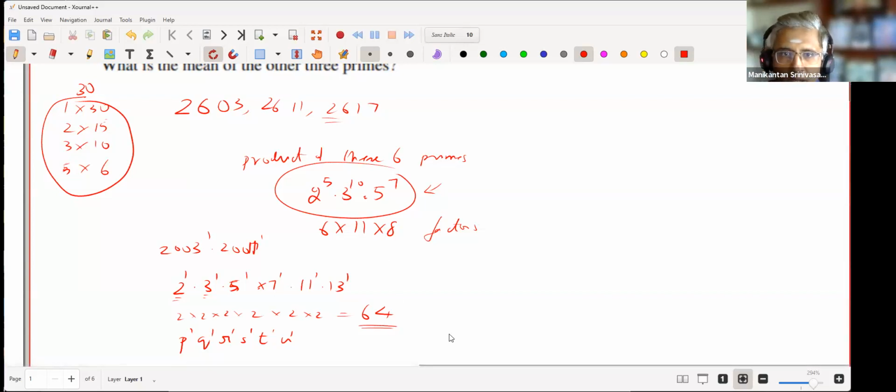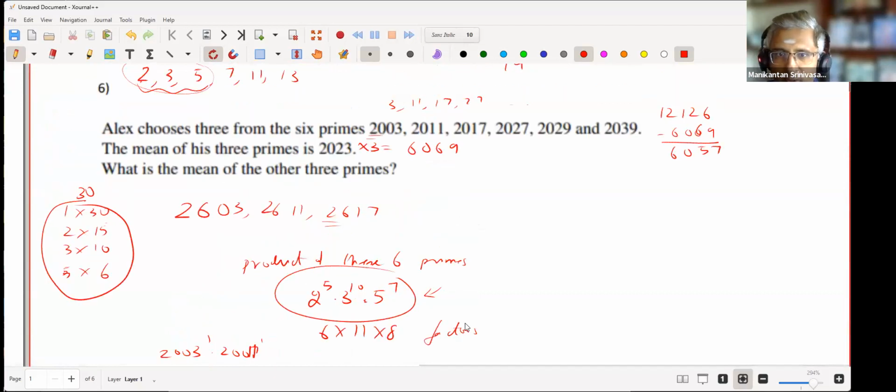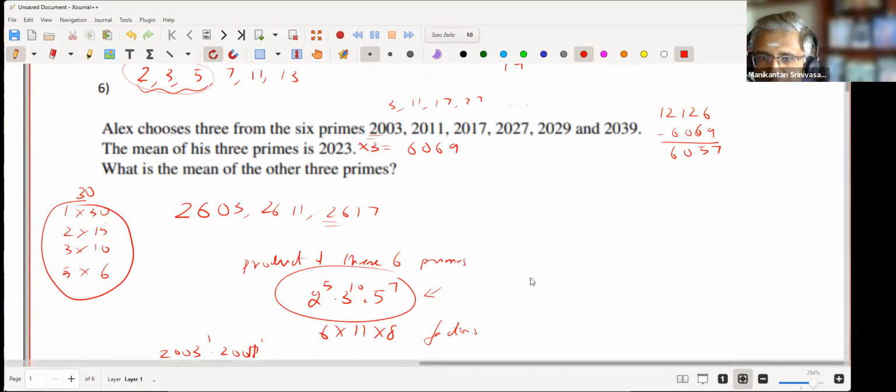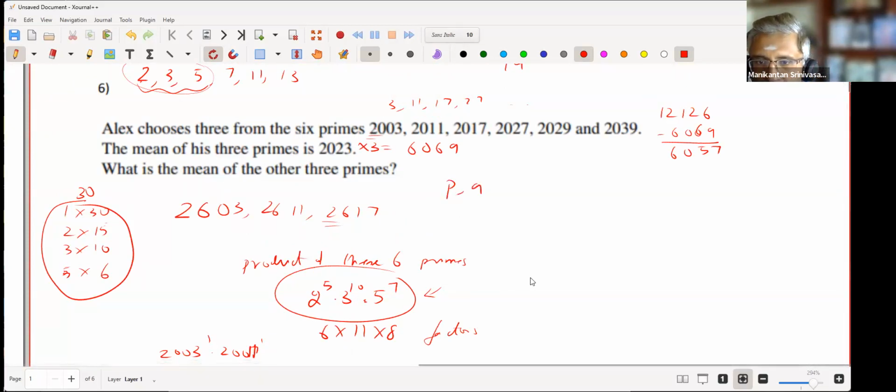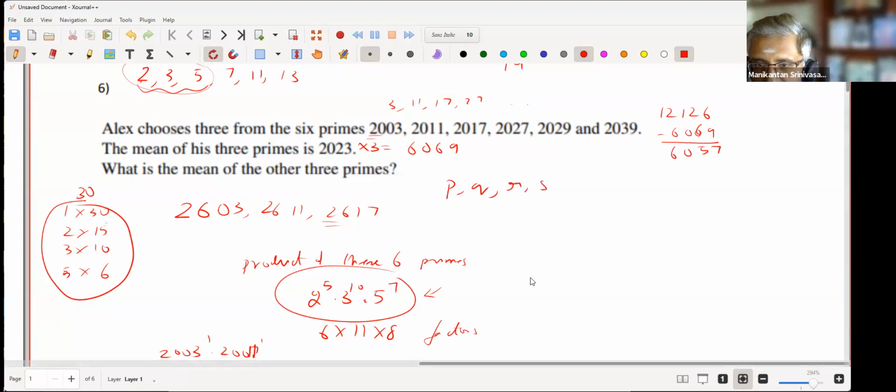Okay. All right. So let me just ask one more question then. If I take all of these prime numbers, let's say these are P, Q, R, S, T, U. Okay, these are the 6 prime numbers corresponding. So this is P, this is Q, and so on. This is U.